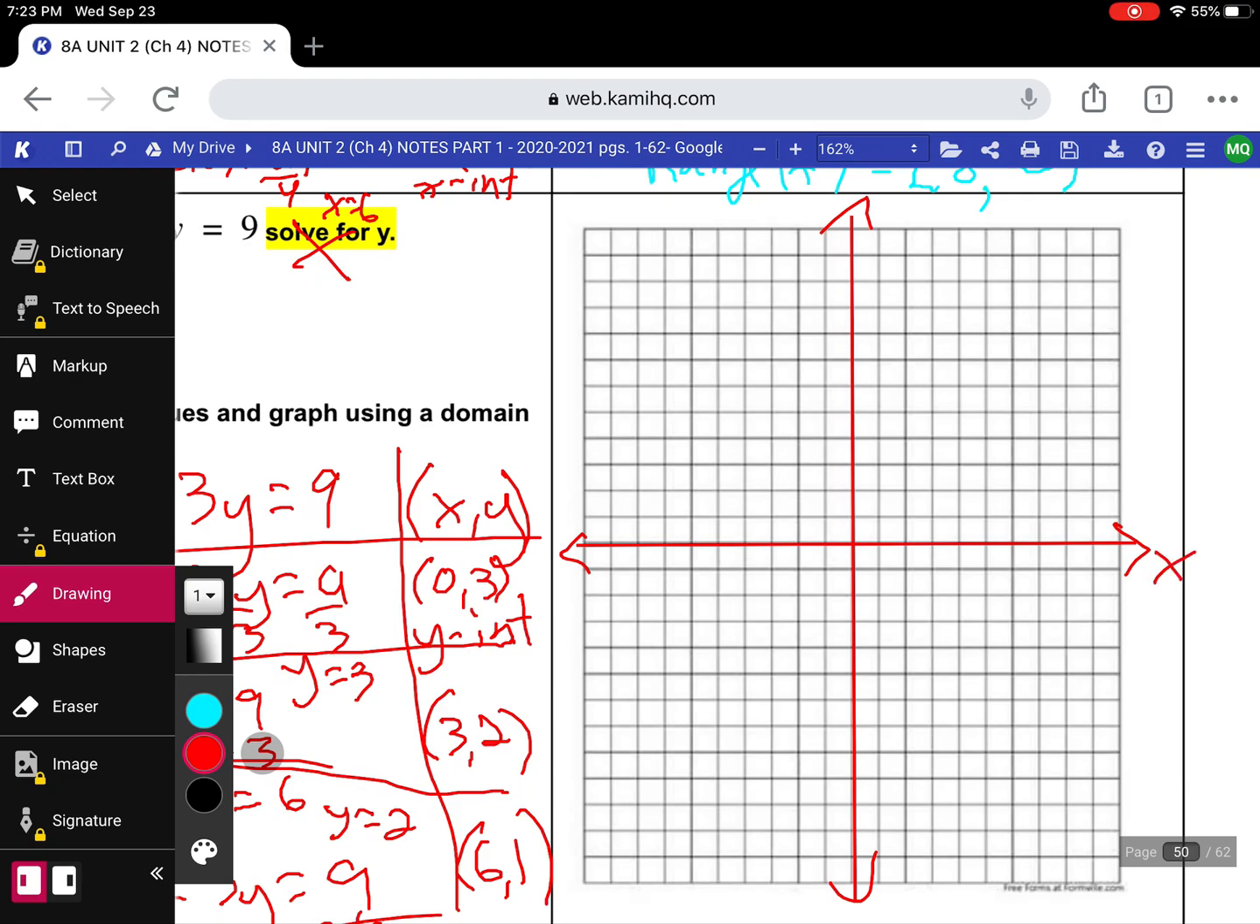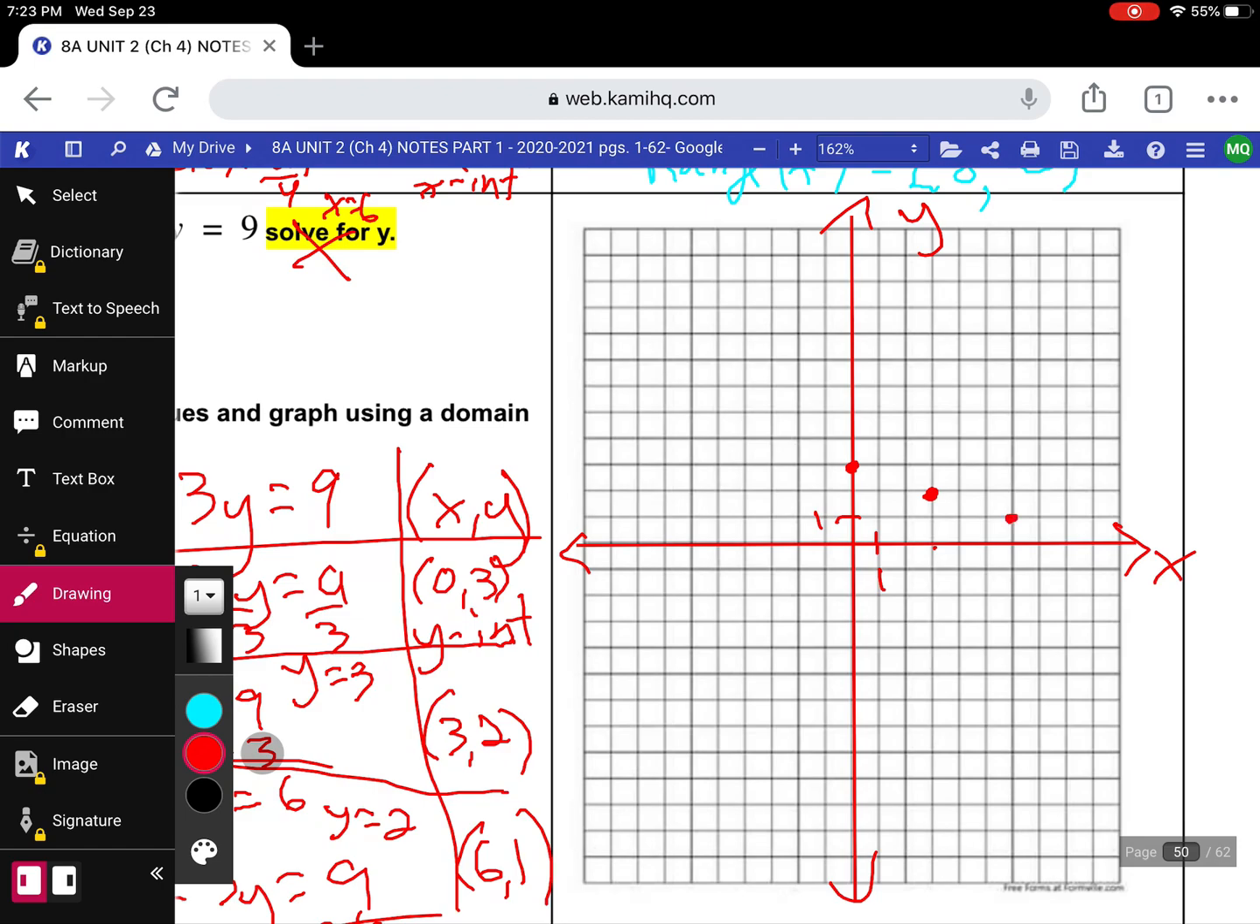Okay, we've got our x, we've got our y. I'm going to have a scale of 1 to 1. 0, 3 is my leftmost point. That's going to be right here. There's 0, 3. We've got a 3, 2. There's my next point. And then we have a 6, 1. 2, 3, 4, 5, 6, 1.